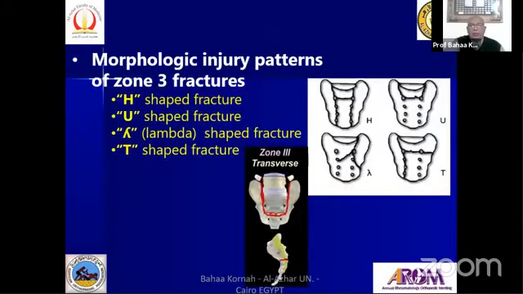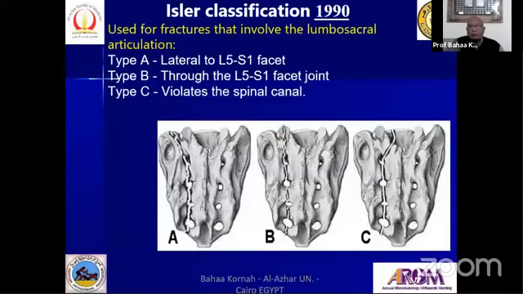This is another classification, going by morphological injury. The other one is anatomical, and this is the morphological classification of zone 3 into H-shaped, U-shaped, inverted Y, and T-shaped fractures. This is the morphological injury pattern in zone 3.